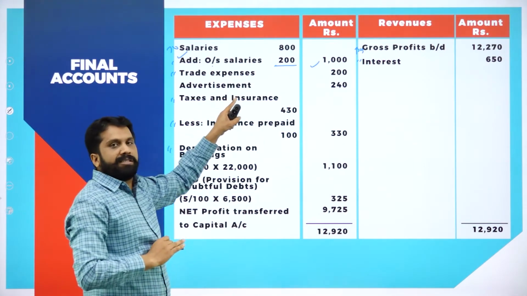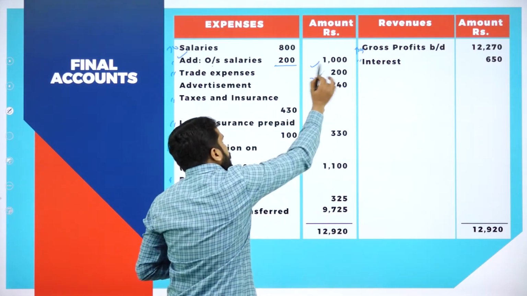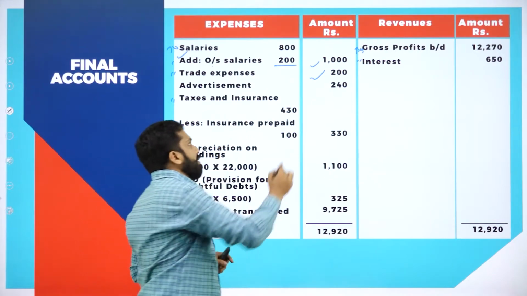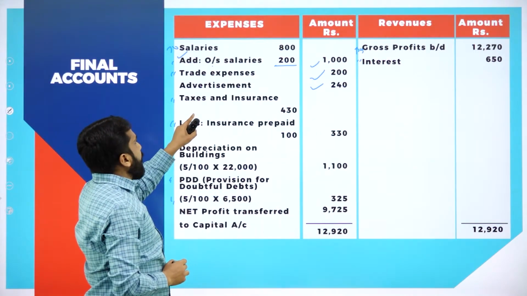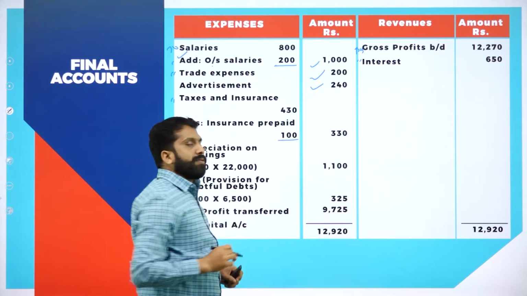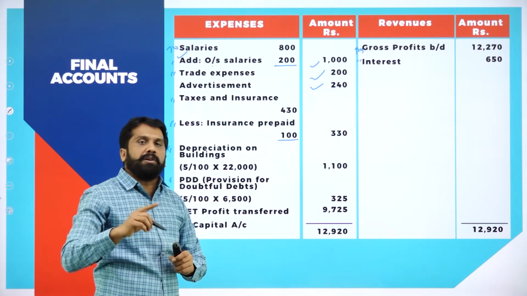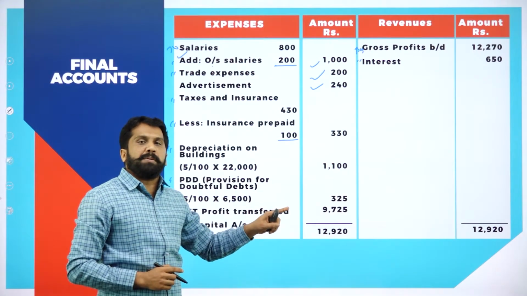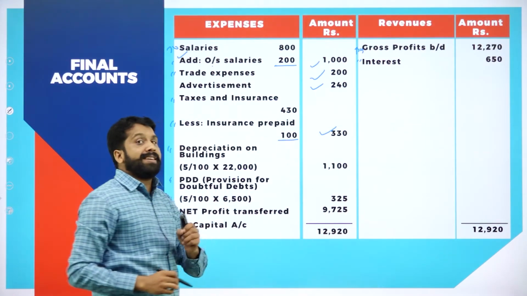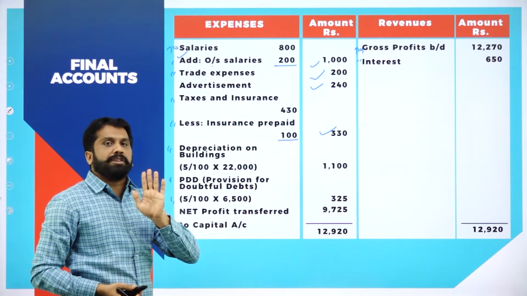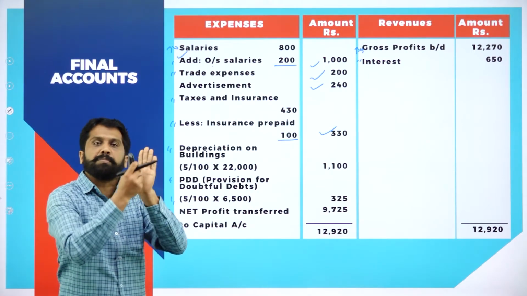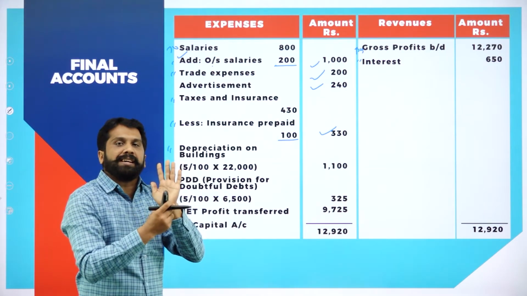Trade expenses, no adjustment, take directly 200. Advertisement, no adjustment, take directly, it is 240. Tax and insurance, 430 minus 100. Why it is minus? As I told you, outstanding means add. If it is prepaid, minus. 430 minus 100, it is 330. Unless you keep your question, you will not understand this. Please keep that question, then you match one by one, whether we have taken or not.